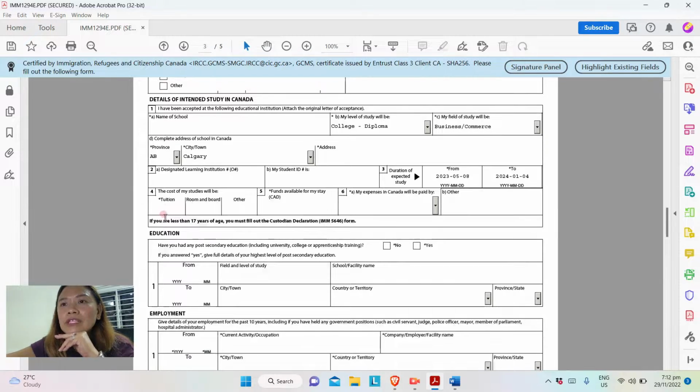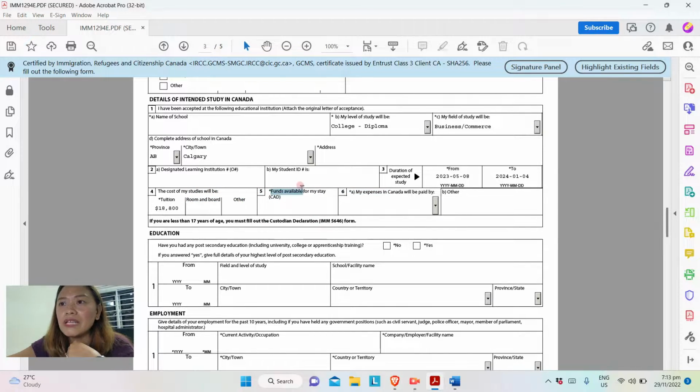Okay, the cost of my studies will be, so the tuition fee, from what I researched and from the Facebook group, they said to just put your 1 year tuition fee. You don't have to put the 2 years tuition fee. So like in my case, my 1-year tuition fee is 18,800. And then room and board and others, you can just leave it blank.